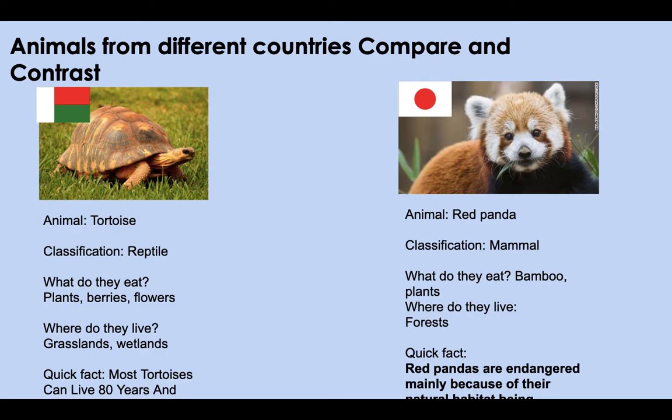Well, what is an endangered animal? Endangered animals means there's not a lot of them left in the world because of natural disasters or humans not taking care of their homes. So we hope that when we see red pandas that we can really take care of our environment and make sure there's more red pandas for people to see.